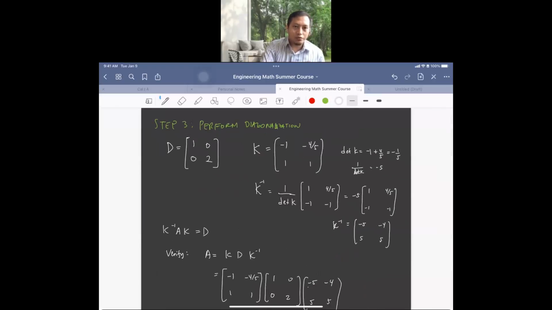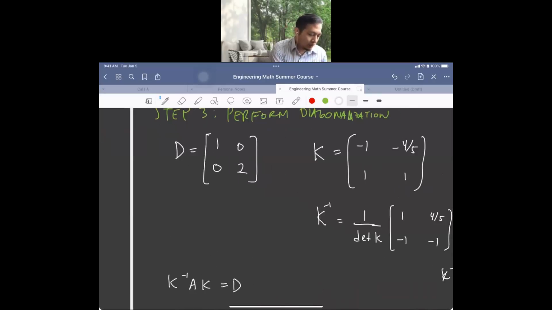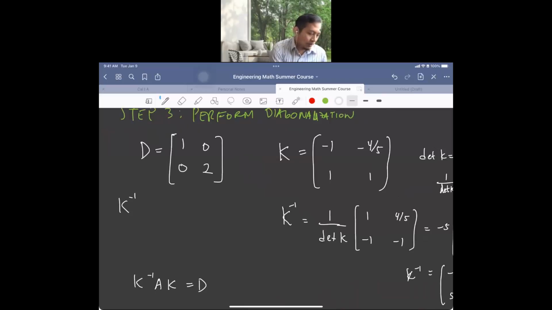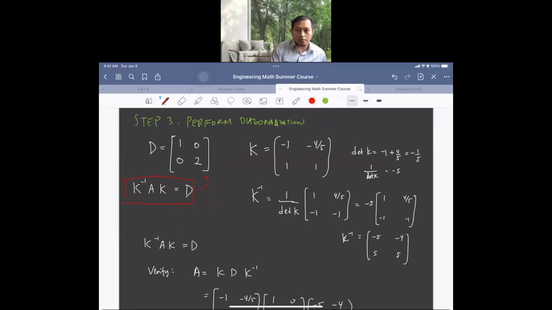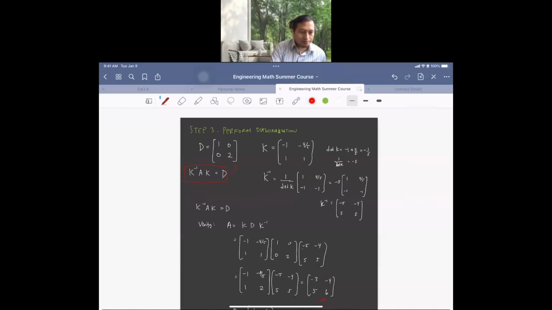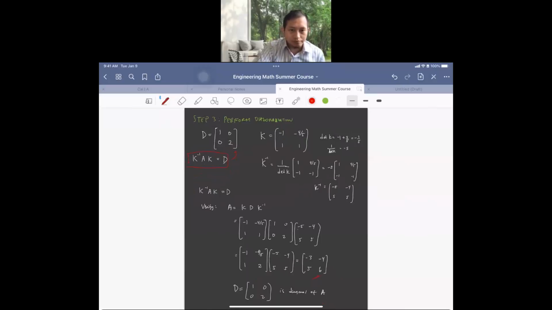If you would like to try, I think we can also try from here, taking this A and K to get D. We can also try from here, and we get the same D as we have here, and it can also be verified, can be proved, that this is the same.